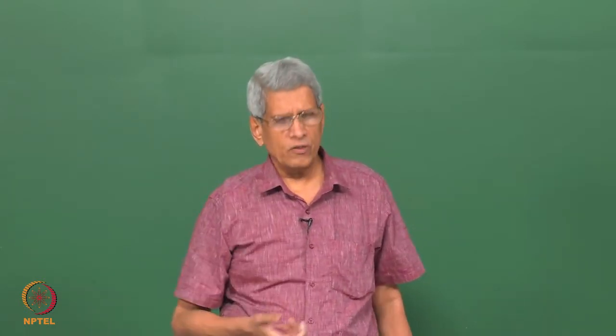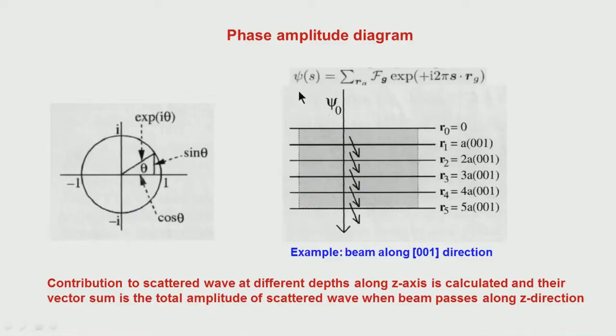There is another way in which it can be done. When we look at the scattered intensity, it is the sum over the various unit cells which are there, Fg into exponential 2 pi i s dot Rg. R is the position of that x, y and z position. Essentially in a wave we are adding the various waves. This is the mathematical way in which we can do it. There is also a graphical way in which we can do it.